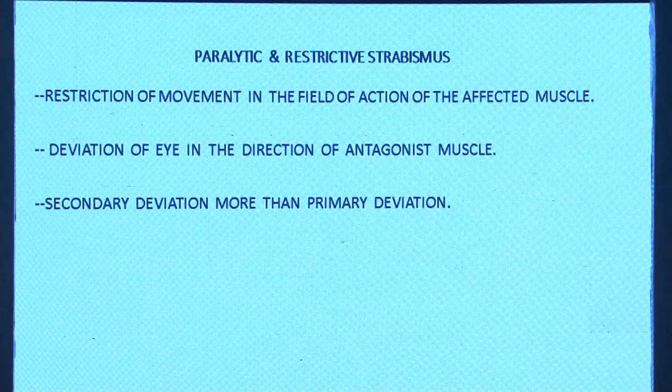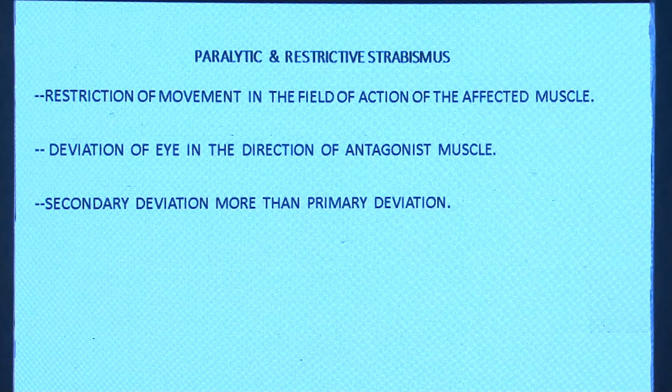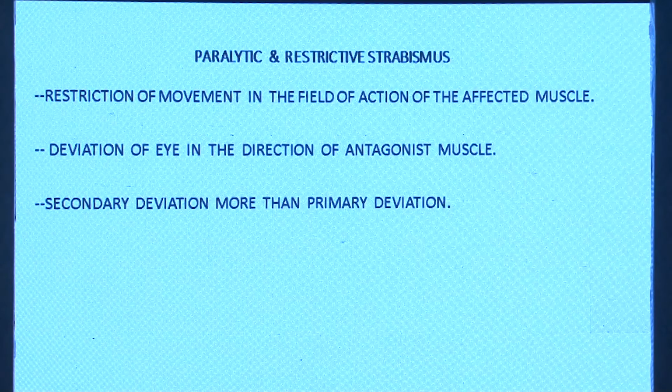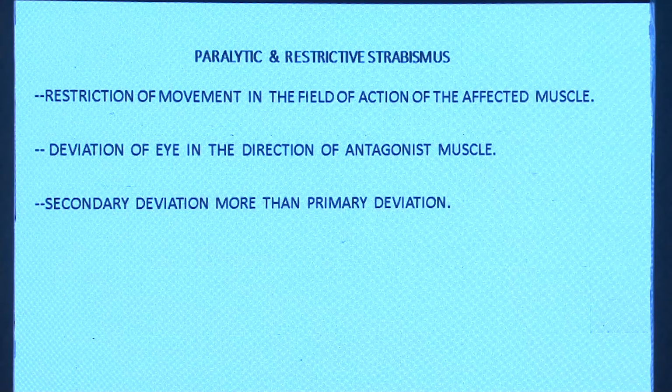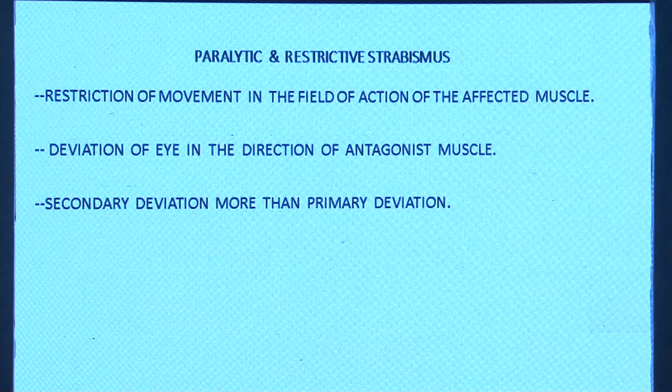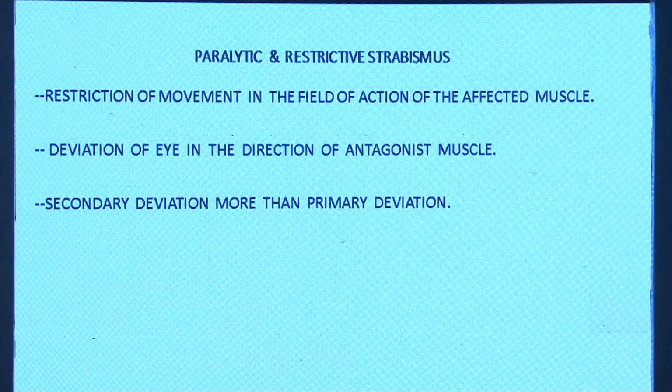Now after having seen this, we see the other aspect of strabismus, which is the paralytic or restrictive. Restriction of movement in the field of action of the affected muscle, that is what we call restrictive or paralytic strabismus. Deviation of the eye is in the direction of the antagonistic muscle, and you see secondary deviation more than the primary deviation. These are the three basic concepts when you see paralytic or restrictive strabismus.